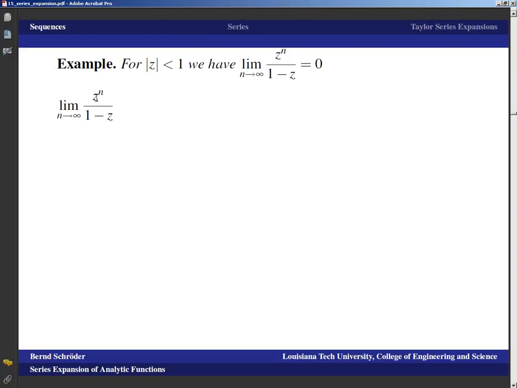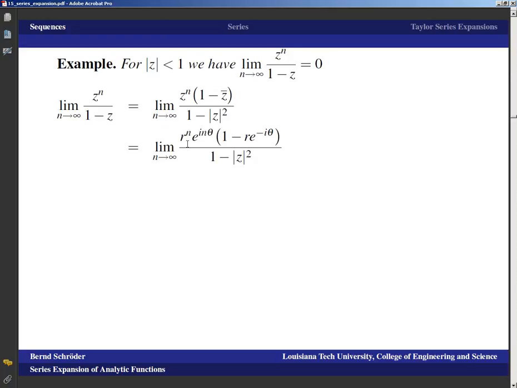We take the limit of z to the n over 1 minus z. The first thing we do is expand with 1 minus z bar to get a real number in the denominator. And then we go to the polar form. So z to the n is r to the n e to the i n theta. And then z bar is r times e to the negative i theta. Everything else stays the same, because 1 minus z absolute value squared is just a real number.